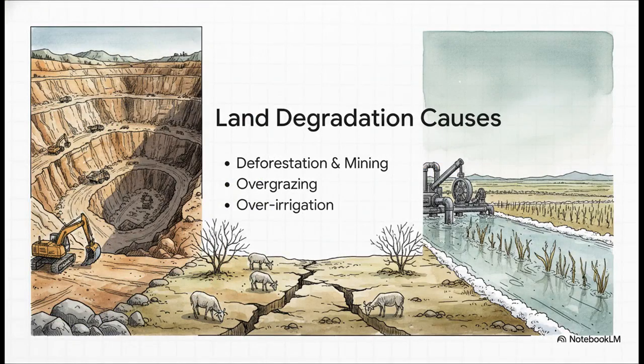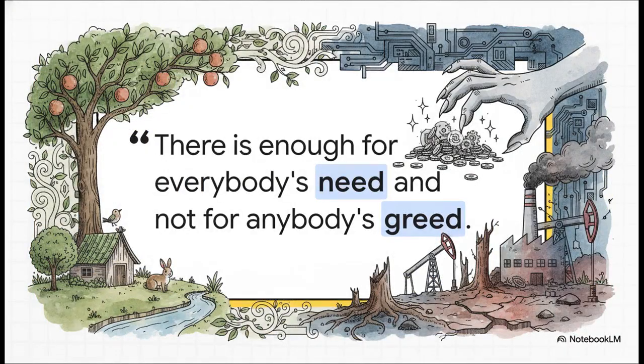But here is the real tragedy. Human activities are completely destroying this land. If you look at Jharkhand and Madhya Pradesh, heavy mining is leaving deep, permanent scars on the earth. In Gujarat and Rajasthan, overgrazing by animals is severely degrading the land. And in huge agricultural hubs like Punjab and Haryana, over-irrigation is causing terrible waterlogging, making the soil salty and practically useless. It really makes you think, doesn't it?